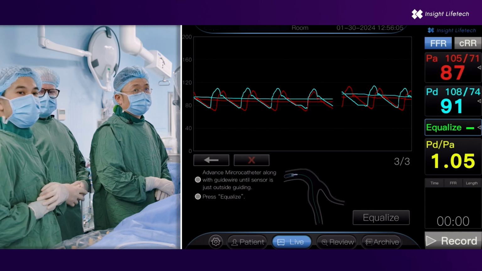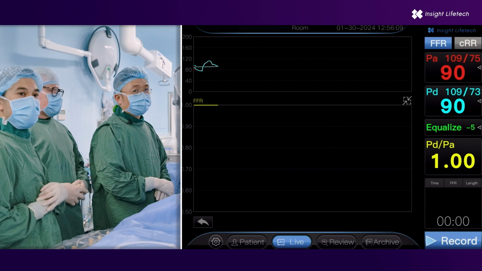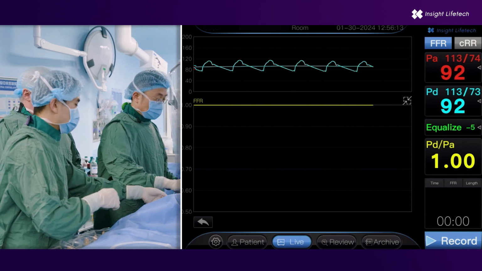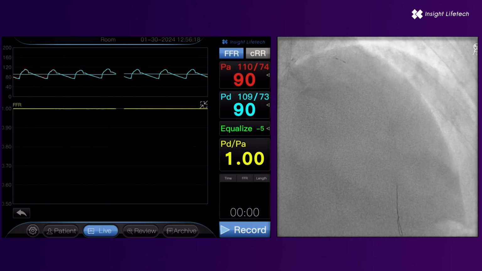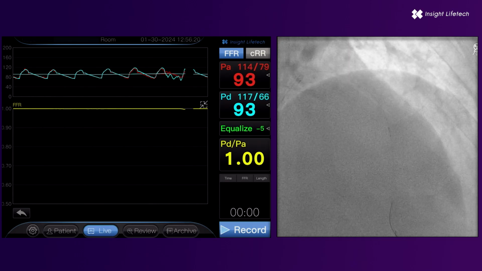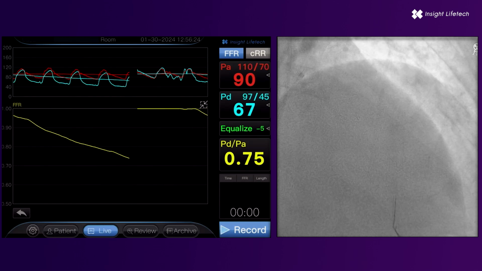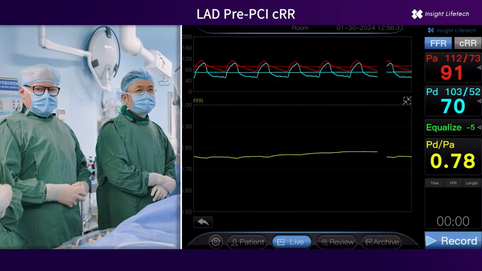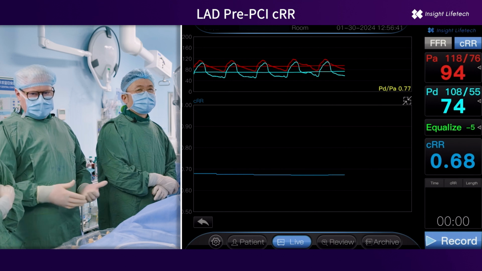The sequence of the procedure is very similar to what we do with pressure wires. The most important difference is that we use regular wires and we don't need to withdraw the wire after the measurement. So we are going across the stenosis to the distal part of the LAD. I think that's just enough. We can maybe start first with resting ratio, and you can easily see that we have a significant gradient there.